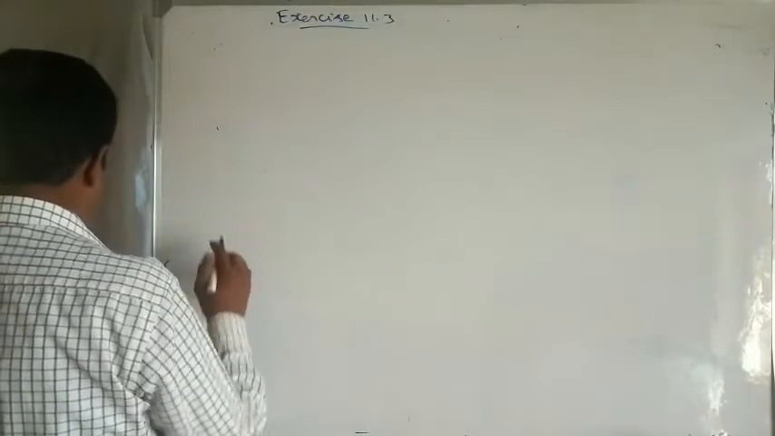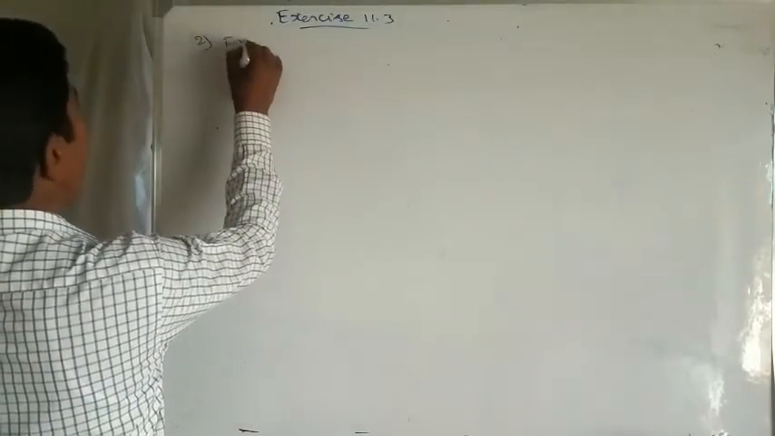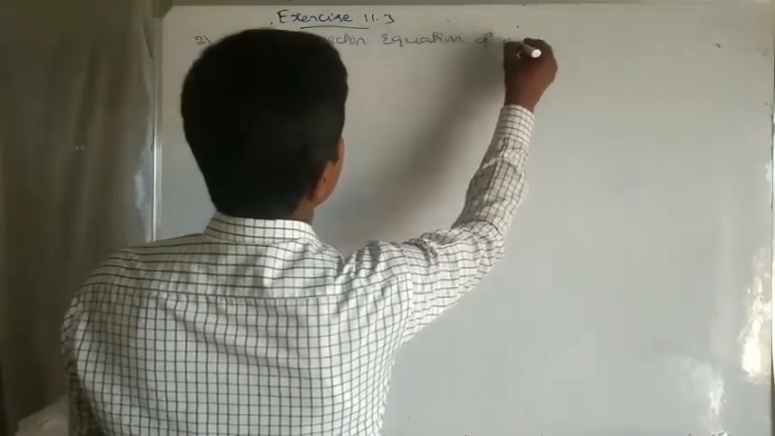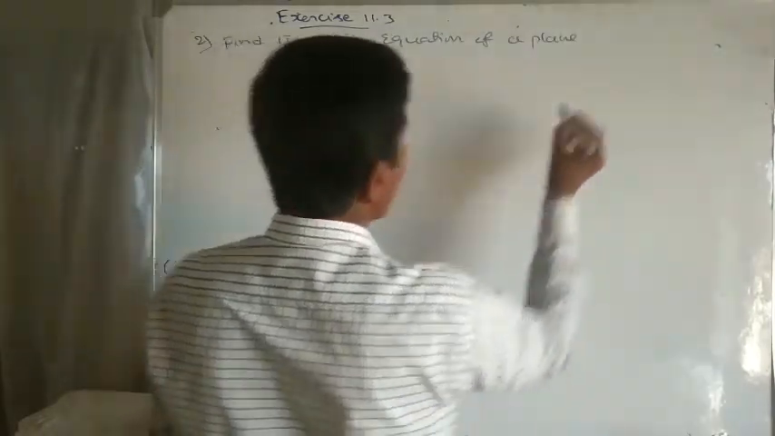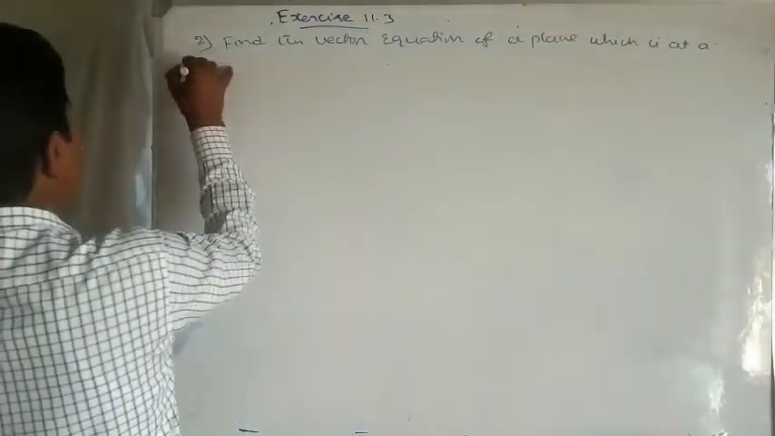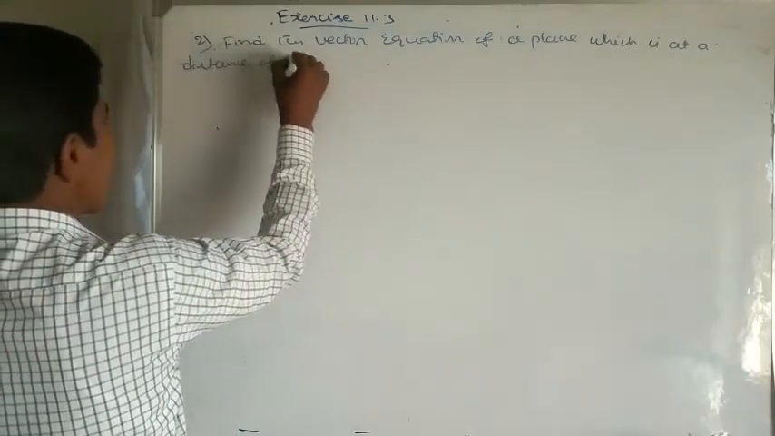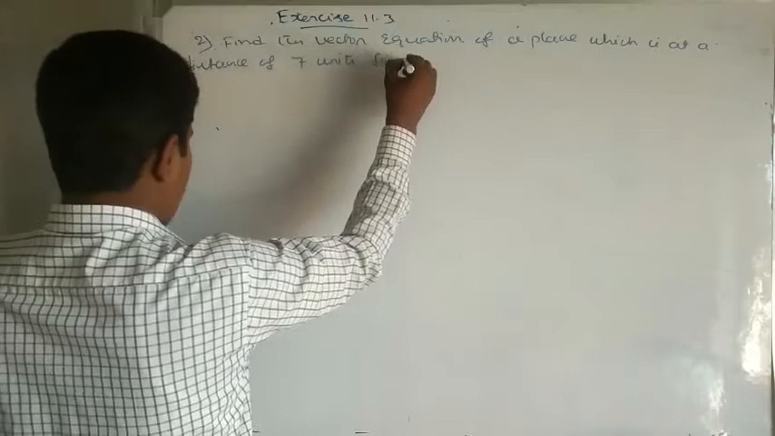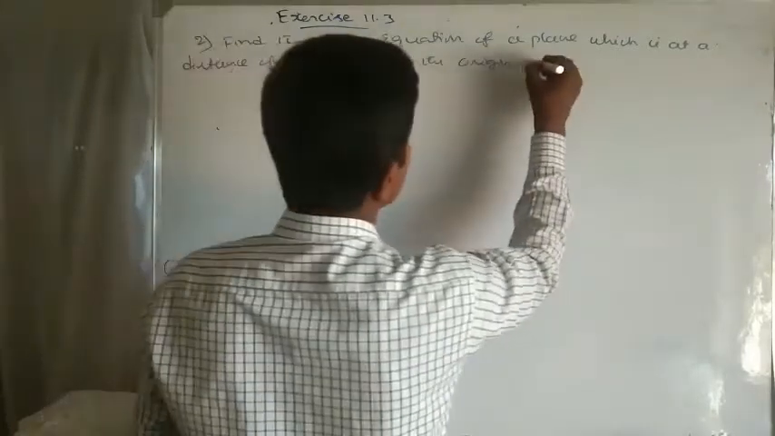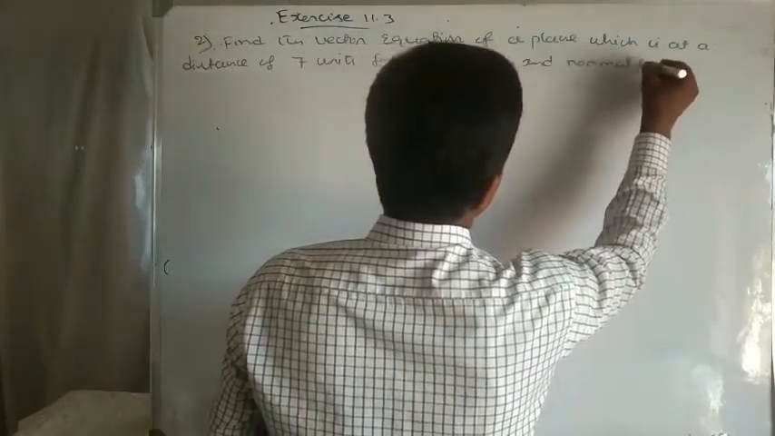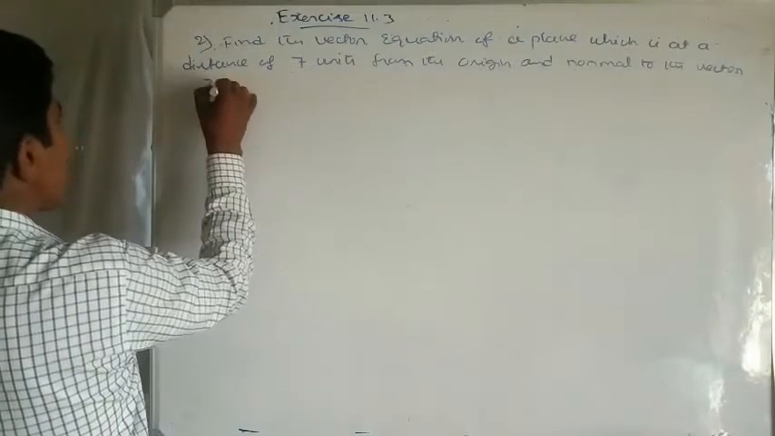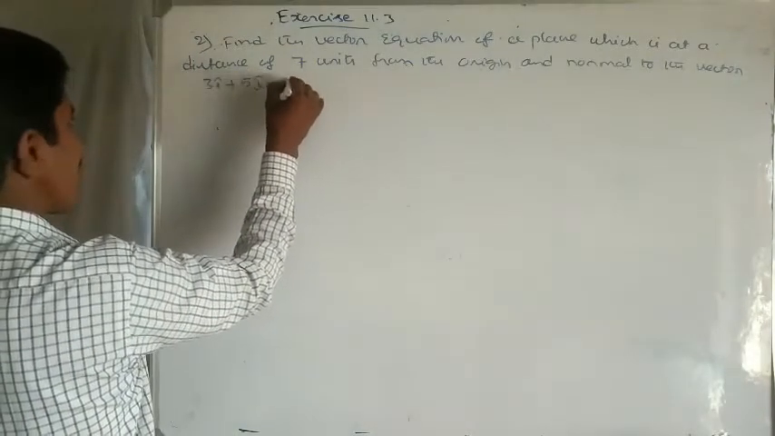Now go to the second problem. Find the vector equation of a plane which is at a distance of 7 units from the origin and normal to the vector 3i plus 5j minus 6k.